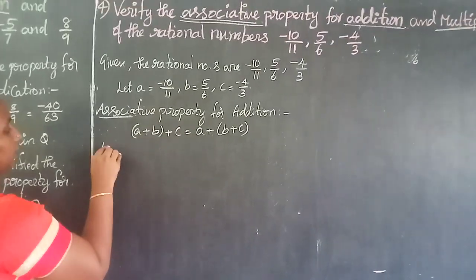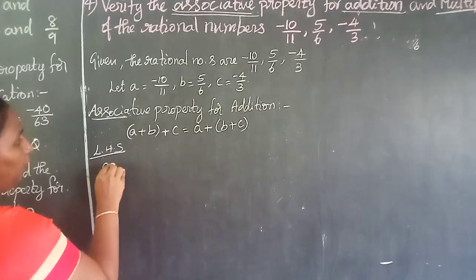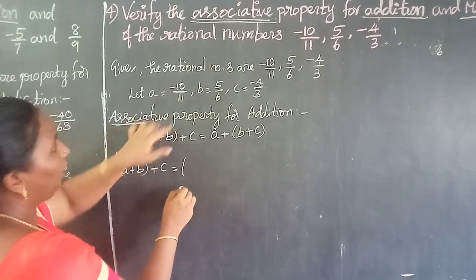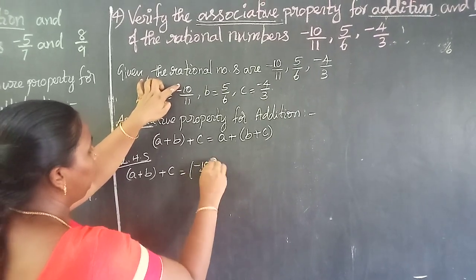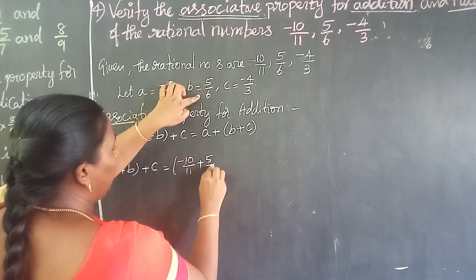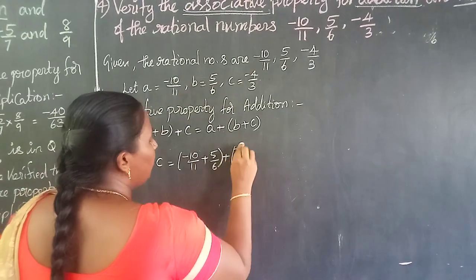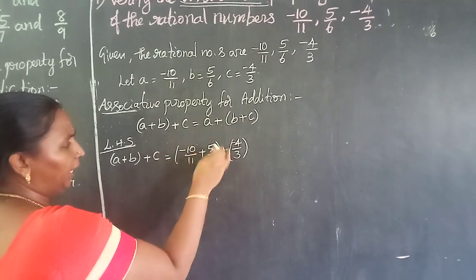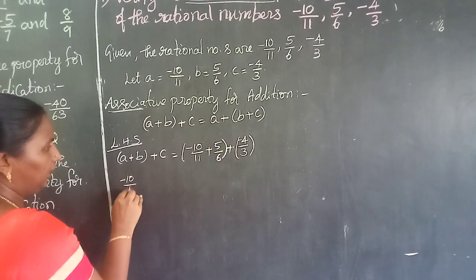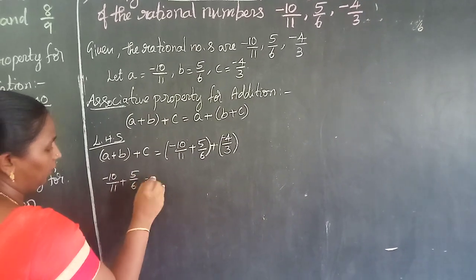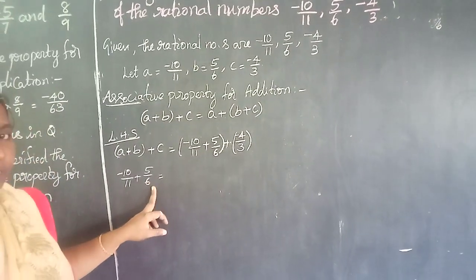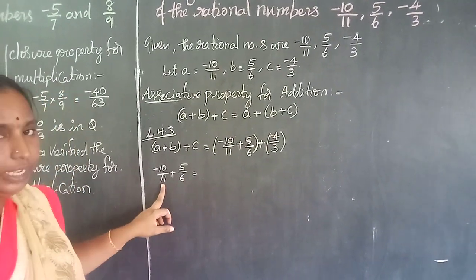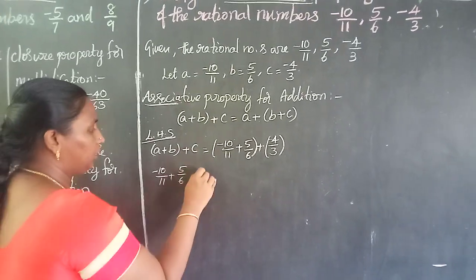Okay, so first LHS. What do we have? (A plus B) plus C. Substitute the values. For A we have minus 10 by 11, plus B is 5 by 6, plus C is minus 4 by 3. First you are going to solve the brackets. Minus 10 by 11 plus 5 by 6: here the denominator is 11, here it is 6. The denominators are different, so you have to take the LCM. The LCM of 11 and 6 is 66.